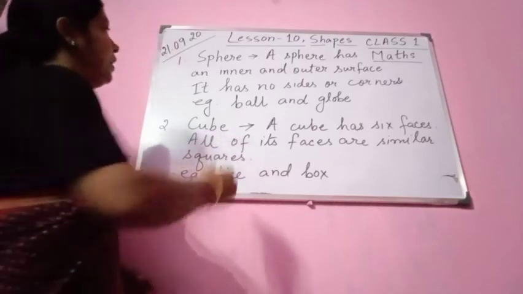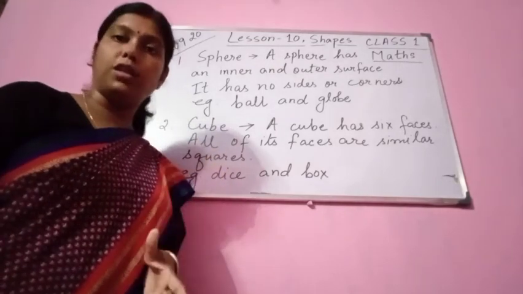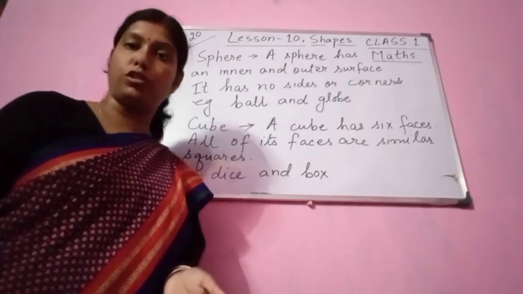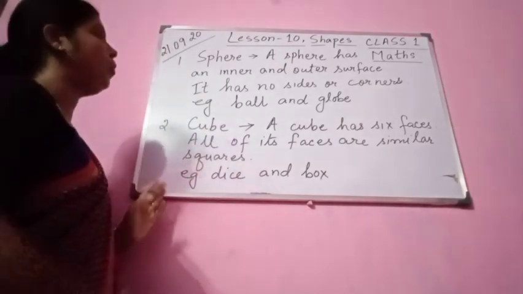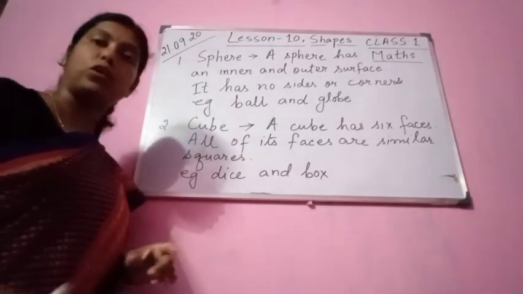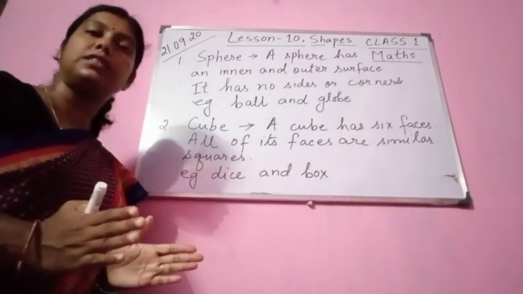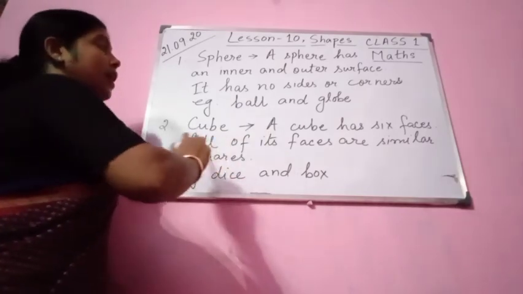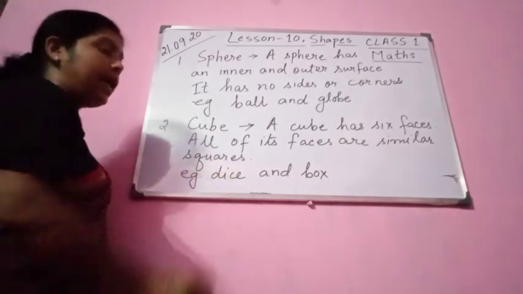Okay, so you see here, the examples we have given are ball and globe, and orange is also, and marbles also, examples of sphere. All these things are examples of sphere. Okay, now let us come to cube. A cube has 6 faces. All of its faces are similar squares. All are in equal shape. All the 6 faces. That means the 6 sides are equal. Okay, equal, similar. They are equal means equal squares. Okay, example, dice and box.